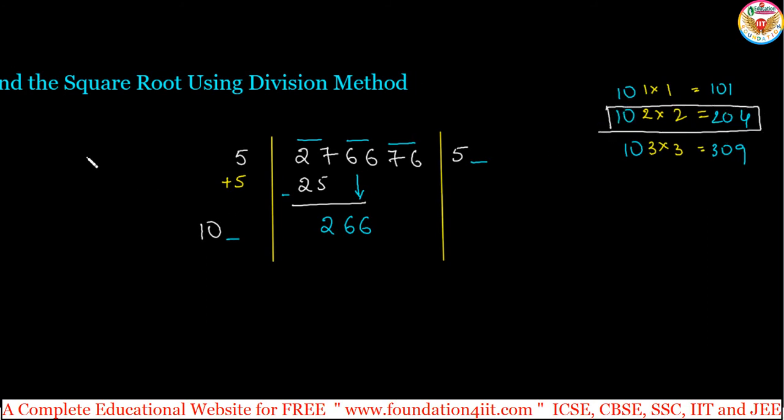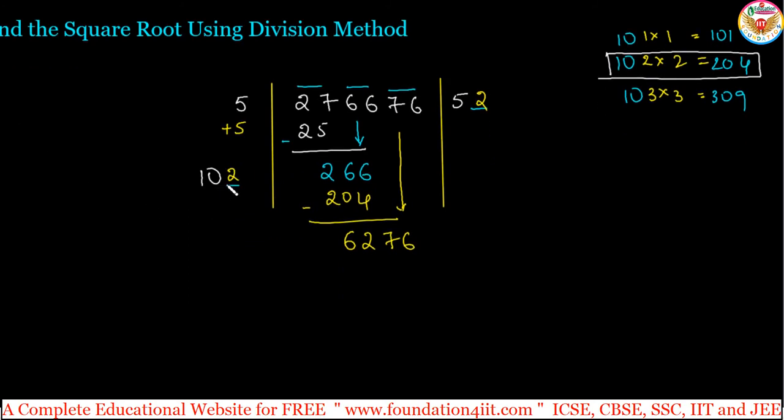We have to take this one, that means 2 must be here, the same 2 should be here. So 102 twos are 204. Remember, its units place must be the same number. Next you can subtract. 266 minus 204 is 62. Okay, next set, that is 76. We need to add again the units place. The units place is 2, right? Another 2 we can add. 102 plus 2 is 104.